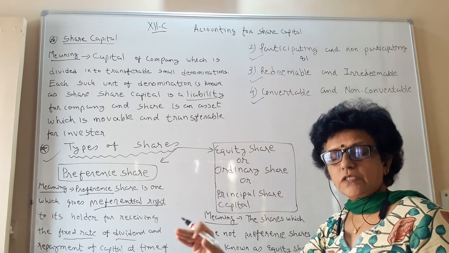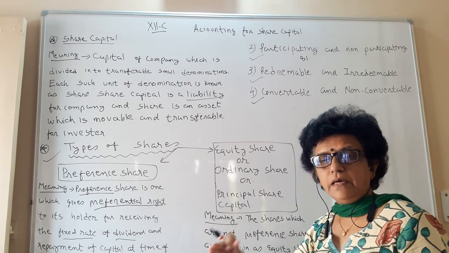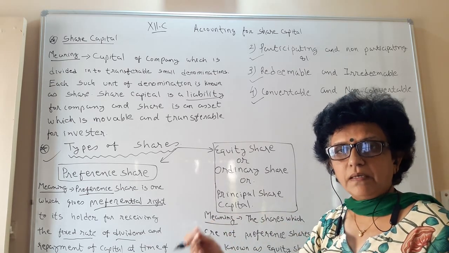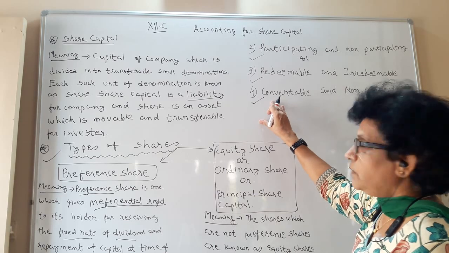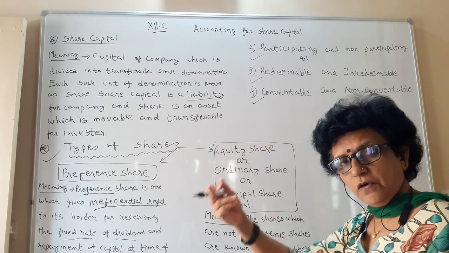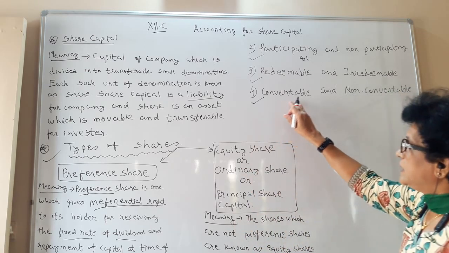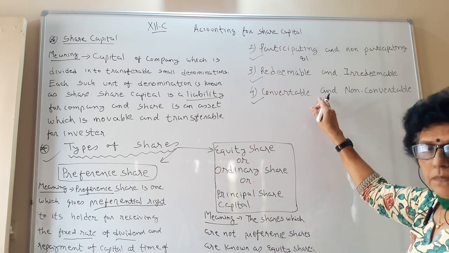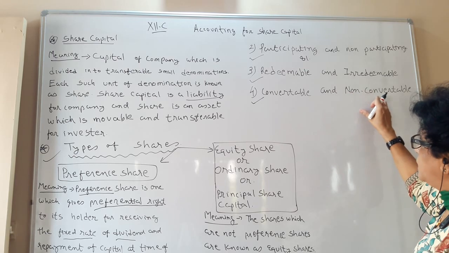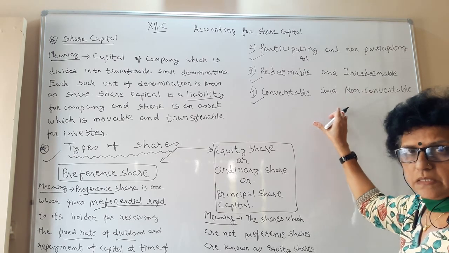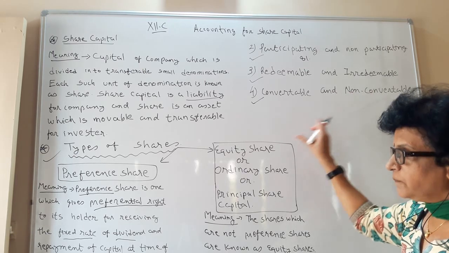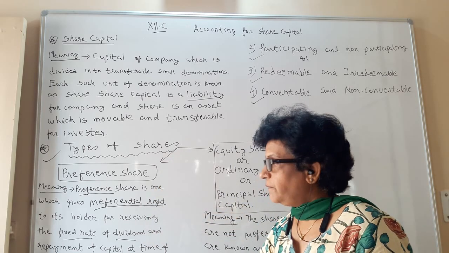After a few years, when the company is growing and performing better and better, these shareholders want to convert from preference into equity shares. That facility is given to the convertible preference shareholder, and non-convertible means no such specific priority is given. So this is all about the preference share.